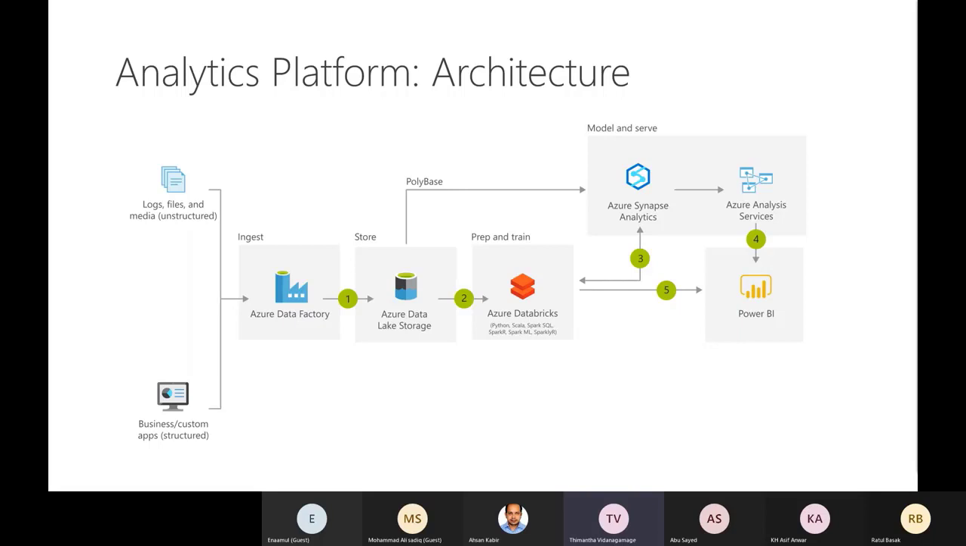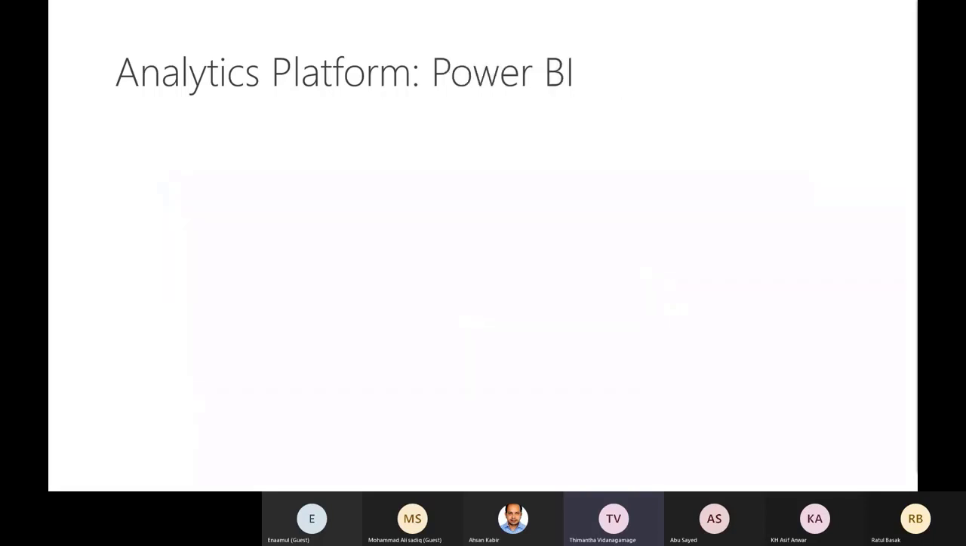Moving into the next part, you can build analytics platforms with Power BI as well. In Power BI, you use two key components to build an analytics platform. Those are Power BI dataflows and Power BI datasets. Power BI dataflows is a data preparation component. I'll be talking about this further in the next slide, so let's keep that aside for now.